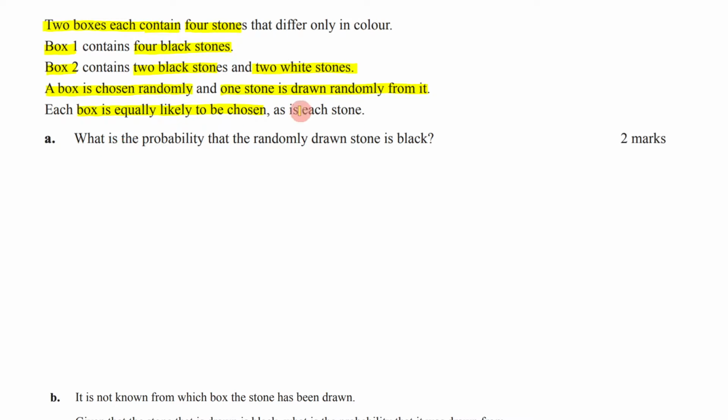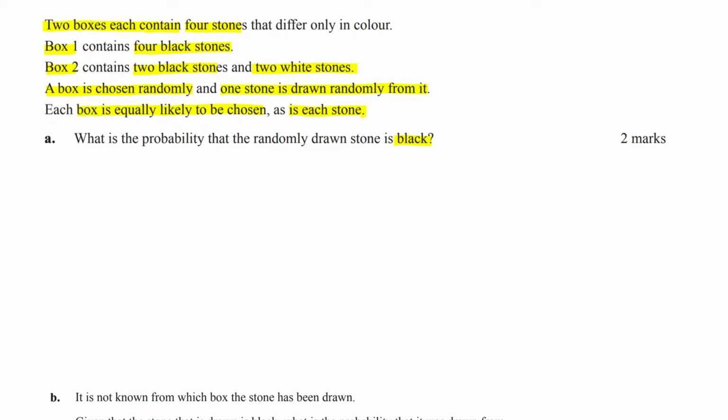What is the probability that the randomly drawn stone is black? Okay, so the first thing you have to do when you approach these types of questions is figure out what technique we should use here. Should I use a probability table or a tree diagram? And right here, you're going to use a tree diagram because you've got sequential events happening.